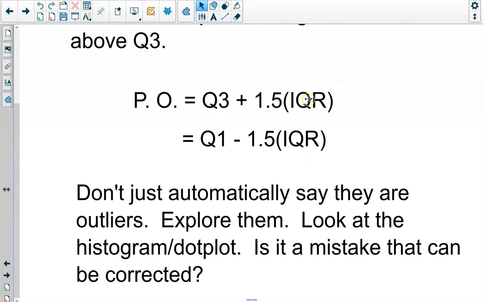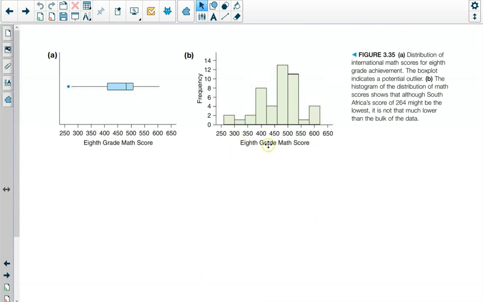This will give you the upper cutoff mark. This will give you the lower cutoff mark. Any values that are above this one or below this one are what we call potential outliers. But again, like I said, we're not going to automatically call them outliers because we need to explore them. We need to look at that histogram and dot plot like I showed you right here. In the histogram and a dot plot, it would show you that this probably really isn't an outlier. There's really no gaps there.